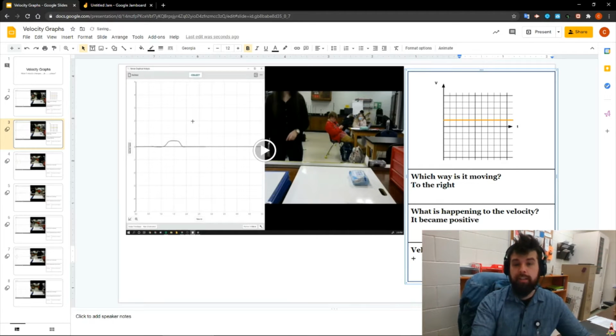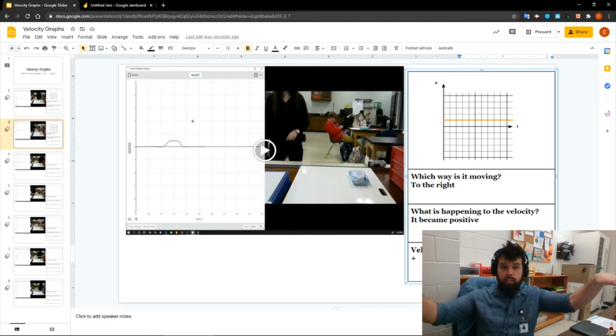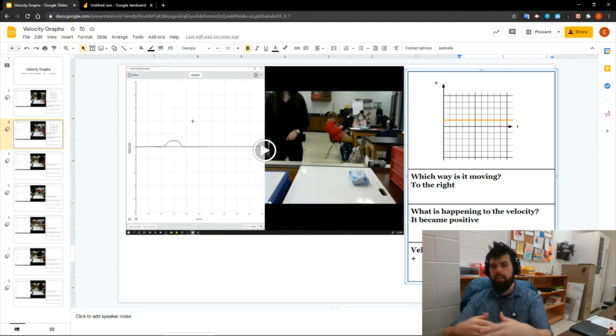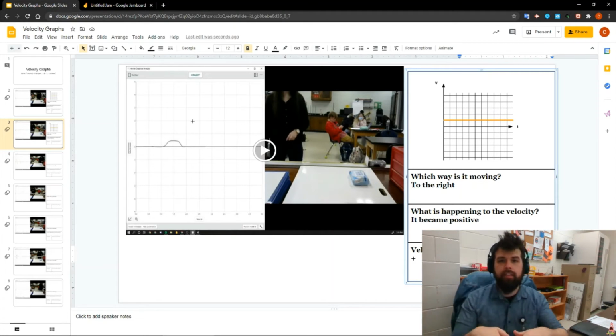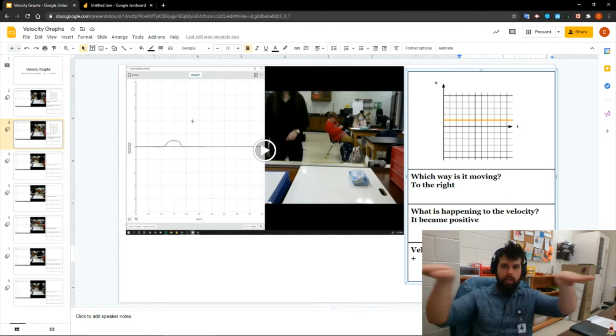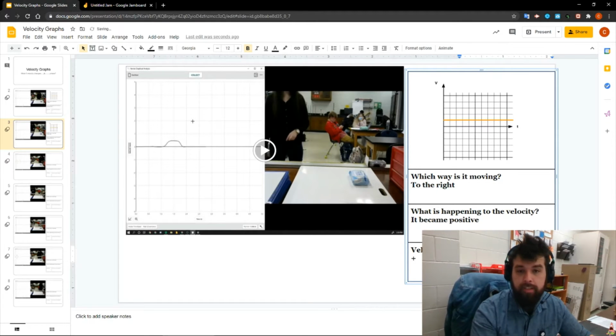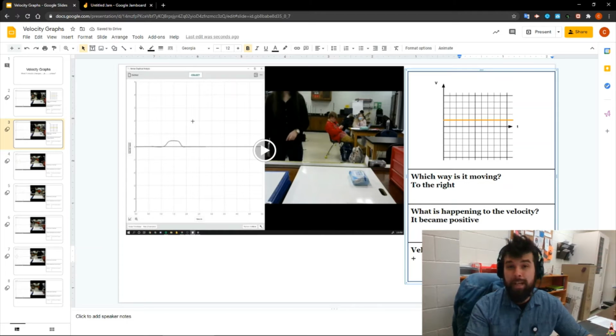What happened to our acceleration? Well, this is pretty important. The slope is still flat. We're moving at a constant speed. We're not speeding up or slowing down, and so our velocity doesn't change. It just keeps going at that 1 meter per second. So our acceleration is still 0 because we didn't speed up or slow down.